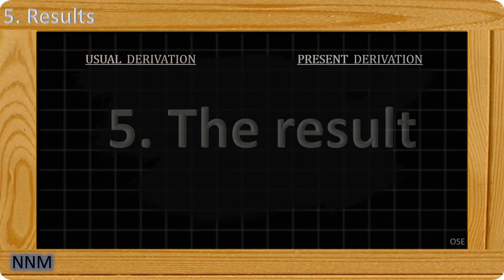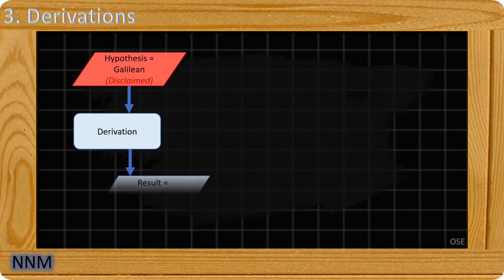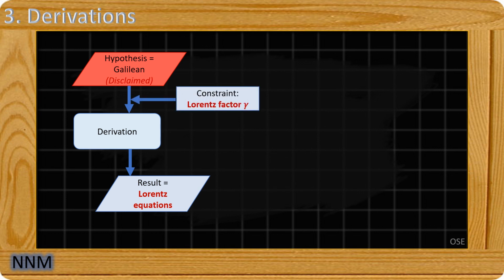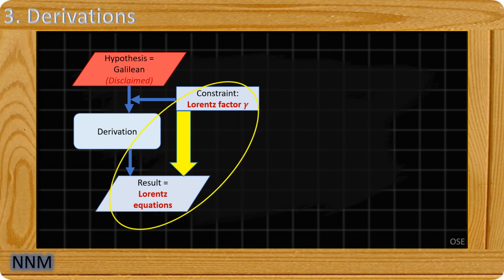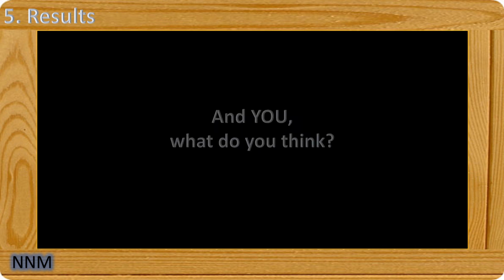Results. We have failed to establish these equations between x of the reference frame S and x prime of the reference frame S prime. This stems from the fact that these x and x prime equations are paradoxically established from the Galilean transformations which are disclaimed. Then these equations are corrected without well-established justification by the Lorentz factor. And finally, the only justification sometimes given would be a symmetry which does not exist in the drawing. And you, what do you think?